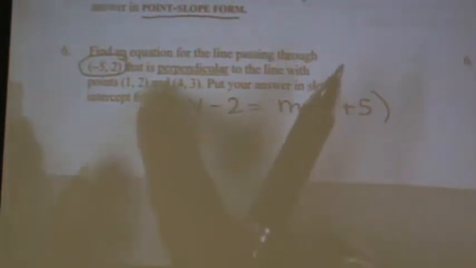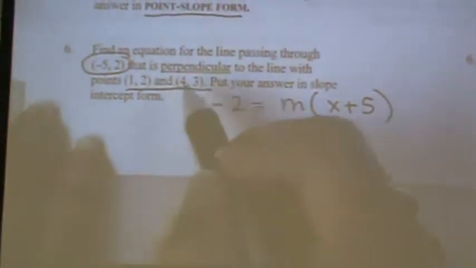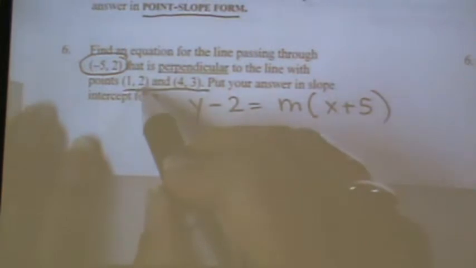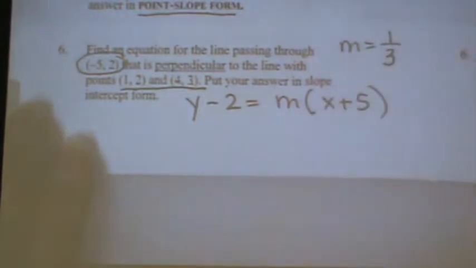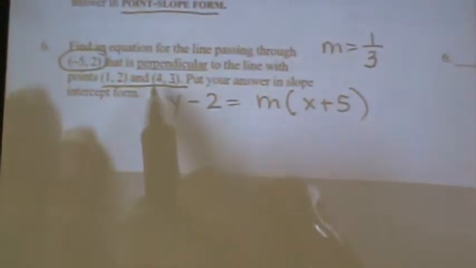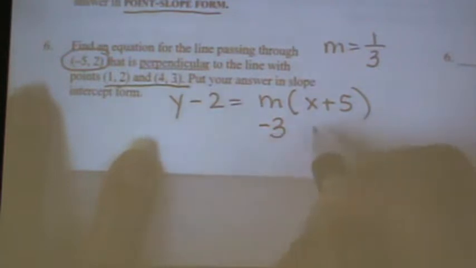And I want it perpendicular to this, the line that goes through this. So I need to find the slope of this, 1, 2, 4, 3. That's easy. m equals, I can do this in my head, 3 minus 2, which is 1, over 4 minus 1, which is 3. So 1/3 is the slope of this line. But what does perpendicular mean? Opposite reciprocal, so I need a -3 here.